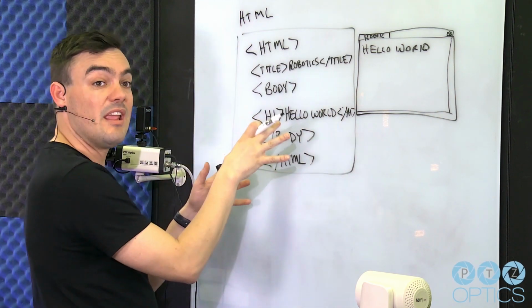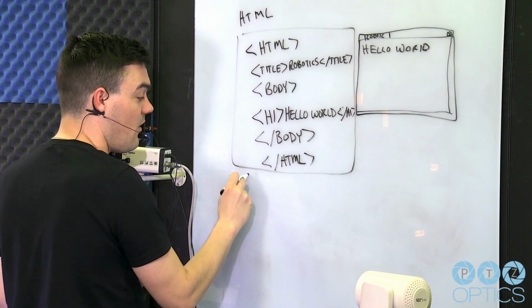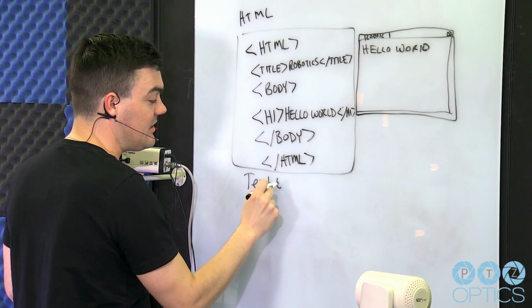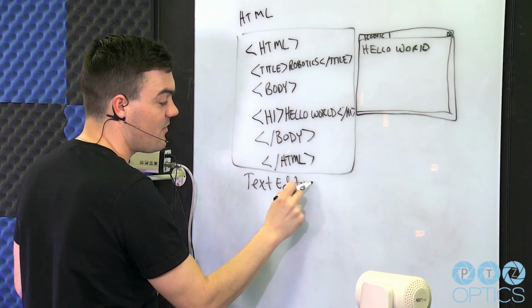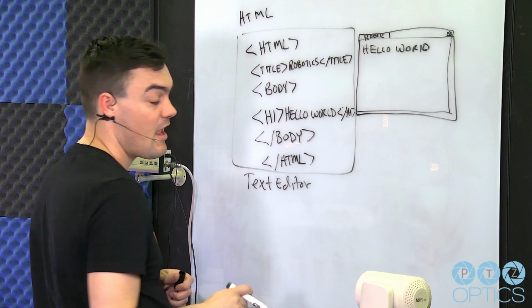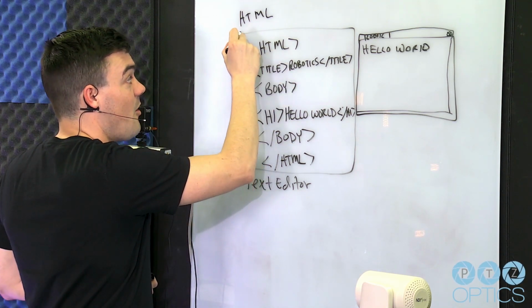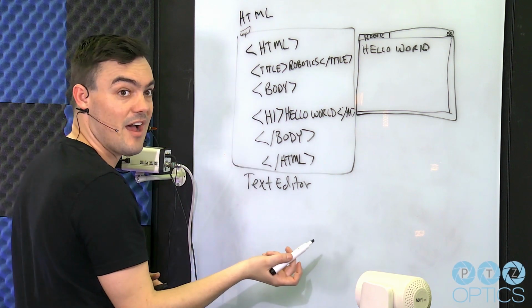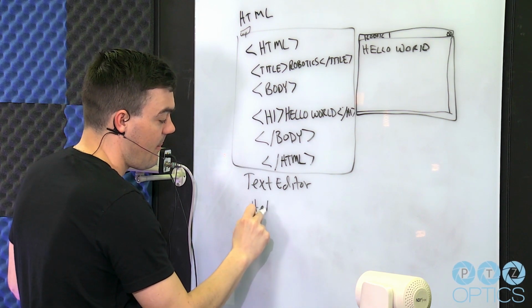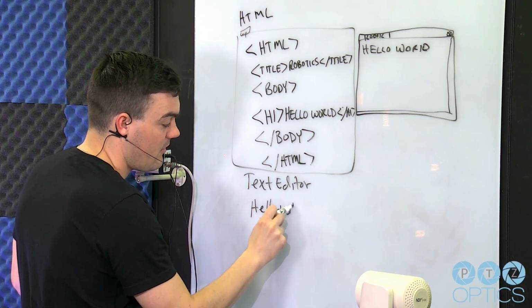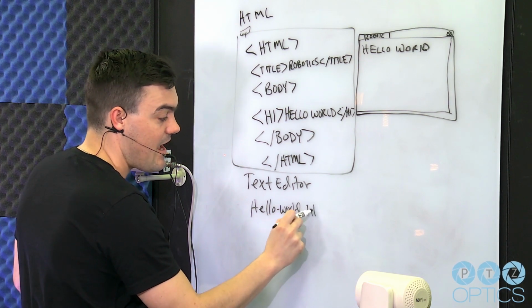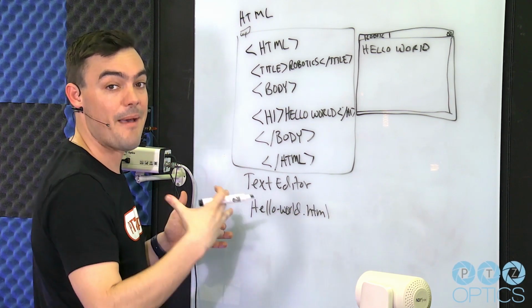it was written in a text editor. So you are going to need a text editor. I highly suggest Sublime Text Editor. That's what you'll see me using here. It's free. And this text editor, we would save this file. So we'd go up to File, Save, right? And we'd save this file as, let's say, hello world dot HTML, because it's an HTML file.